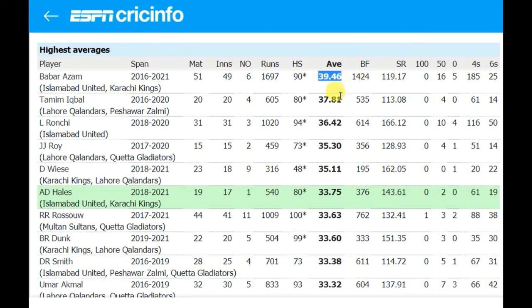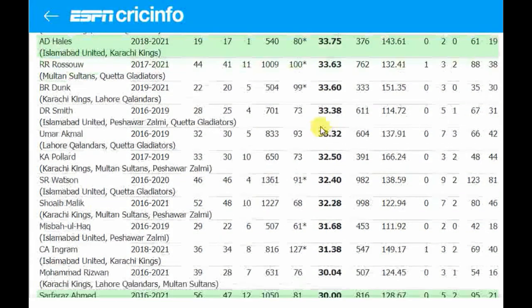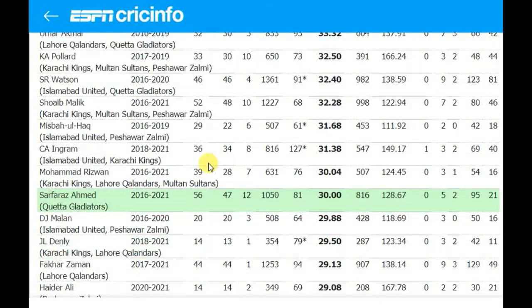For example, 39.81 is the average of Tamim Iqbal from Lahore Qalandars. So we can expect that Tamim Iqbal will score around 37 in the next match. Maybe he will score less or maybe more, but expectedly he will score somewhere around 39.8. But somewhere you can see how the mean is misleading.